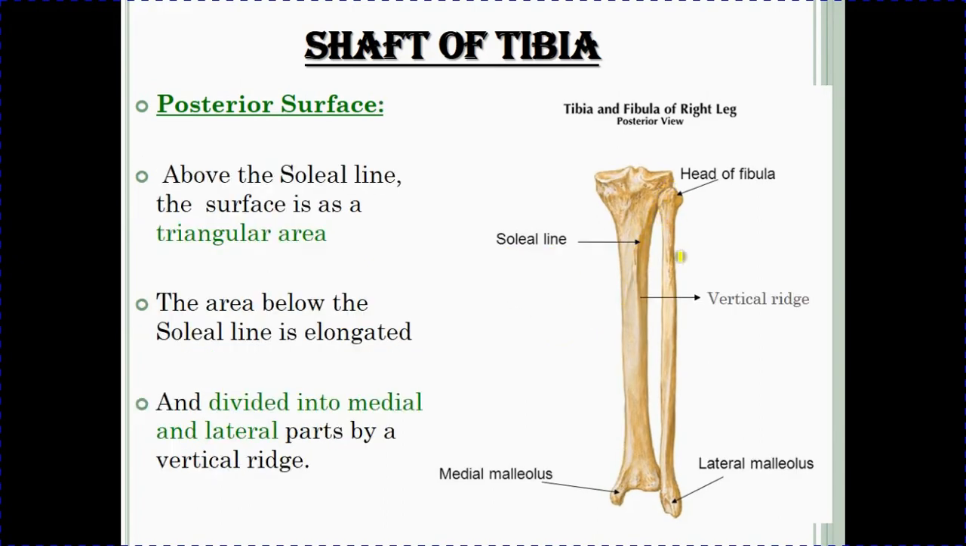Okay, when you look at the posterior surface, above the soleal line, the surface is triangular, while the area present below the soleal line is divided into a medial and a lateral part by a vertical ridge. Now look into the figure. This is the vertical ridge which is dividing the area below the soleal line into a medial and a lateral area.